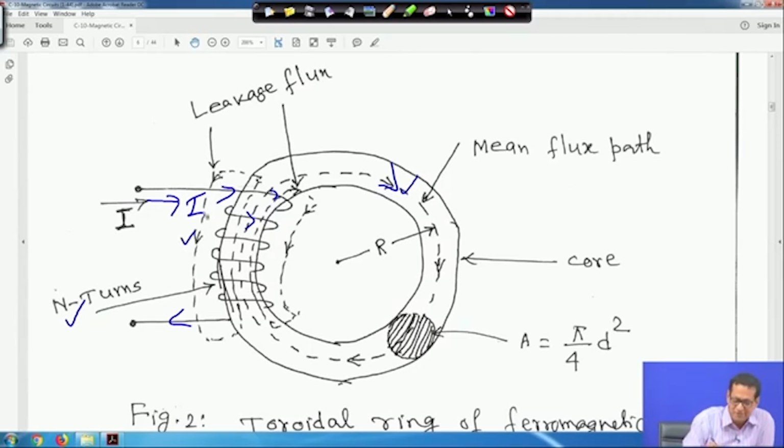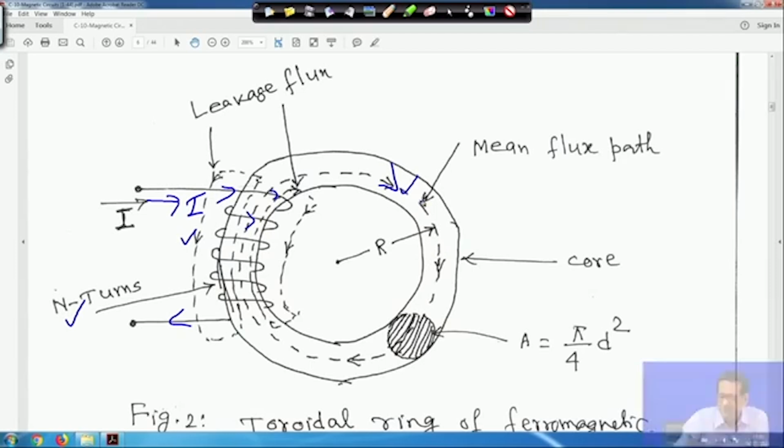So this line also shows some leakage flux path, right. The direction will be in the direction of the thumb if you grab it by right hand. So this is I and this is N turns, and this is the only thing you need to understand, the direction of the flux path.